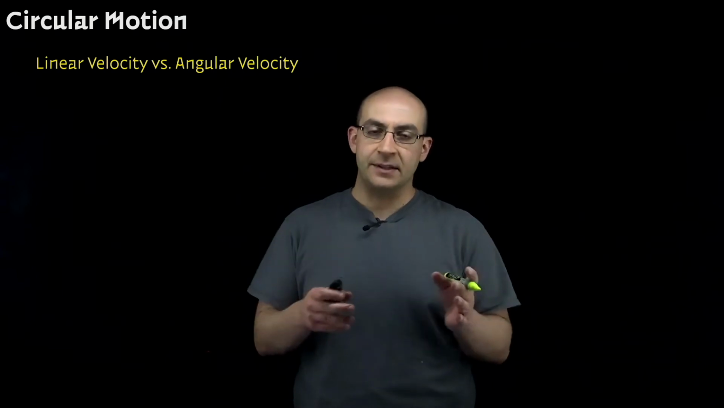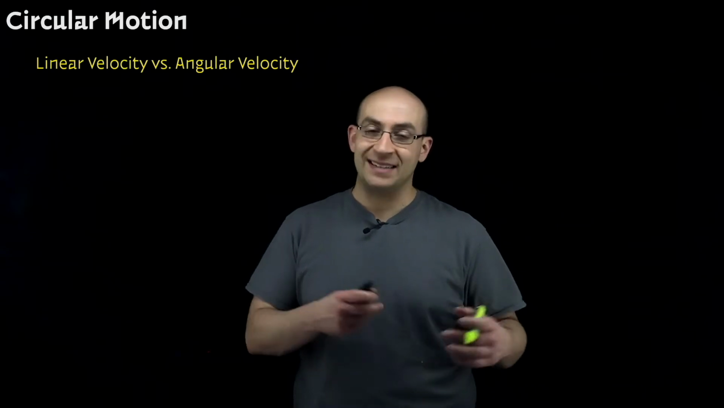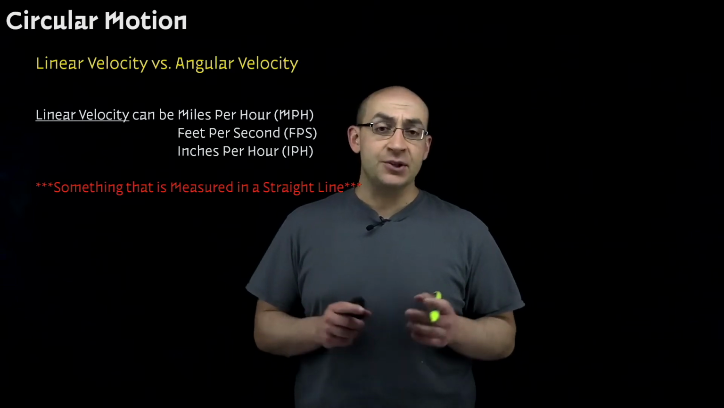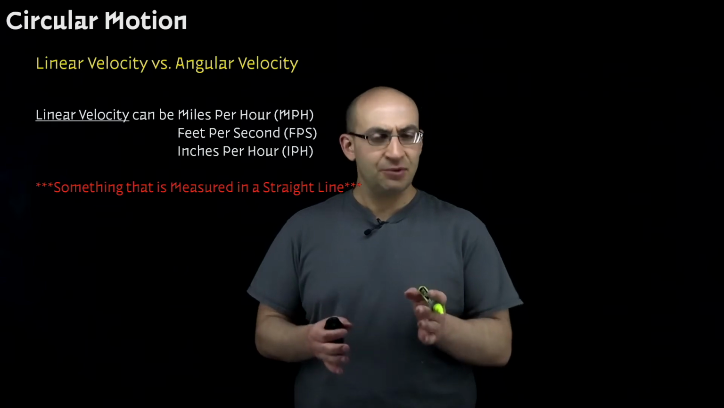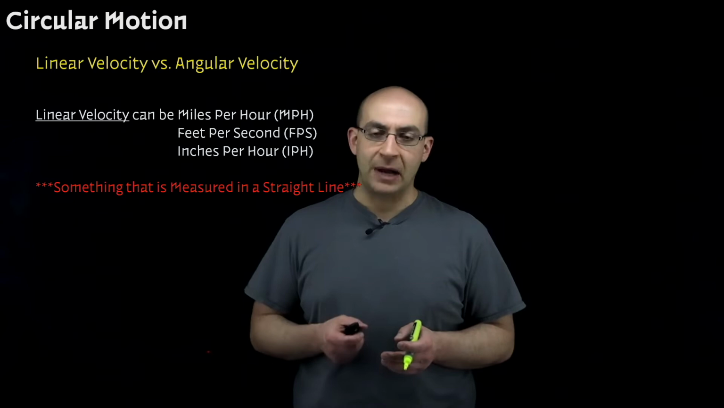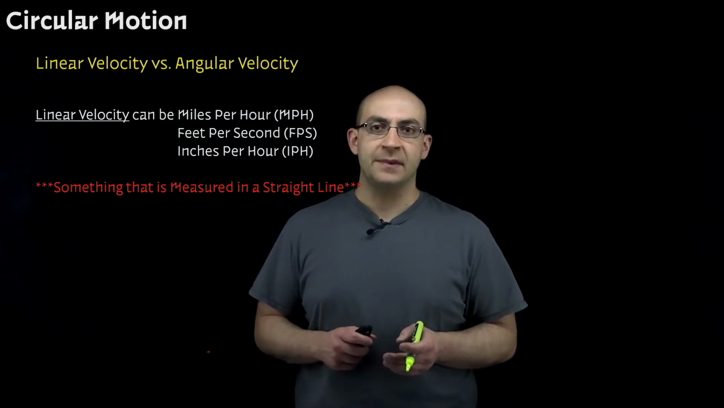Linear velocity is how we measure linear distance, driving for example. Angular velocity is how circles move over time. Think of revolutions per minute or how fast a bike tire goes around in a circle. Linear velocity is usually measured in things in a straight line that we can measure pretty easily. Think miles per hour, feet per second, inches per hour. Dimensional analysis is really big here actually, so we'll get into that later.